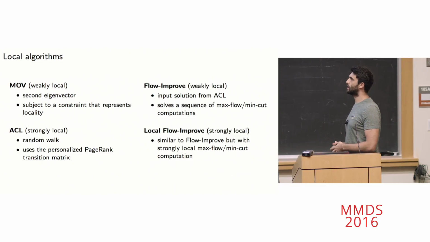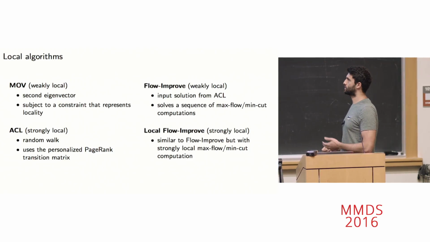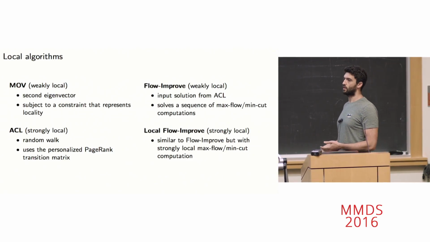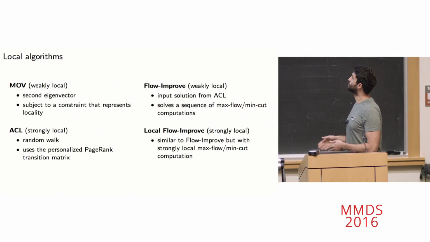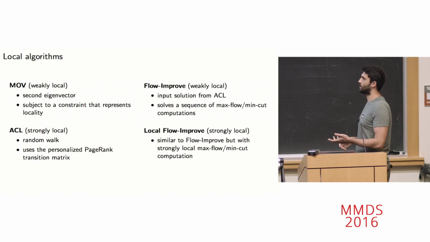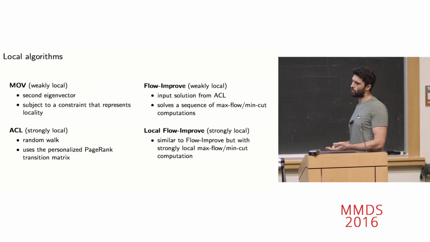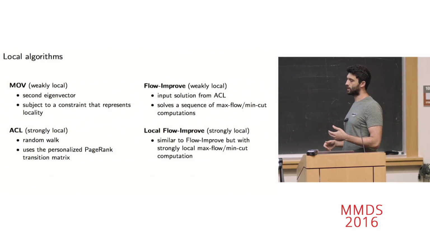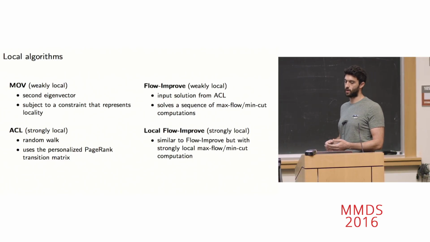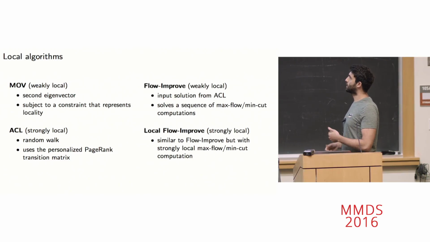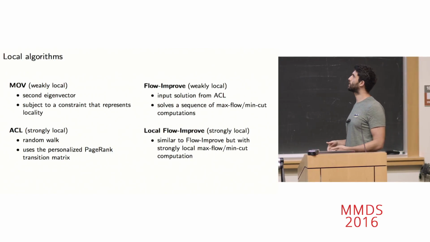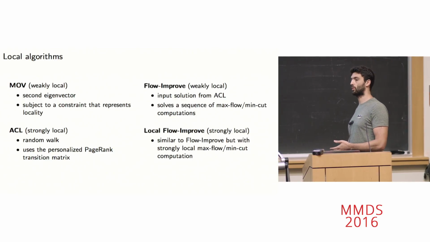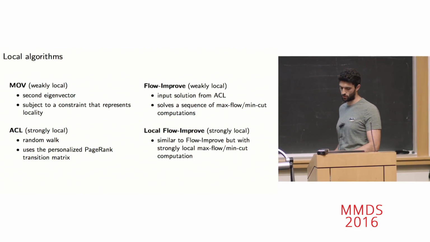And there is ACL. ACL is a simple random walk. Essentially, it approximately solves the personalized PageRank linear system, and you terminate early. And there are the improved algorithms, which take as input the solution of some spectral algorithm, or actually any seed set that satisfies particular criteria, and then try to improve it by doing a sequence of max-flow min-cut computations. And there's a local flow version, which is a clever way of doing the max-flow computation such that we don't touch the whole graph. Okay, that comes with a cost as well, as we'll see later.